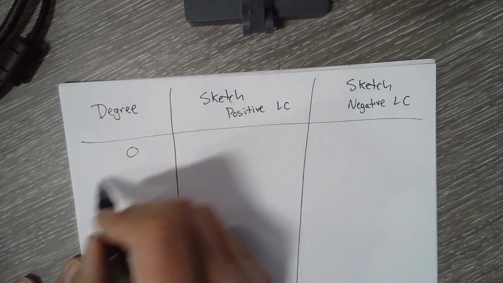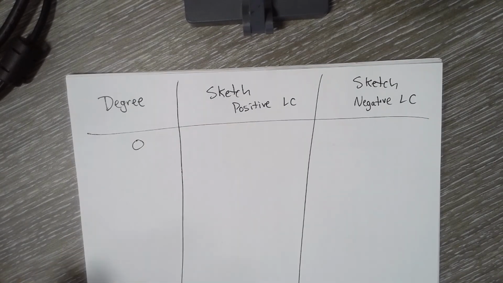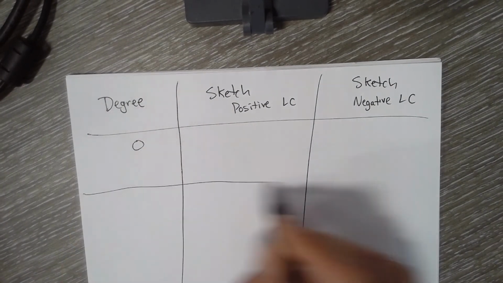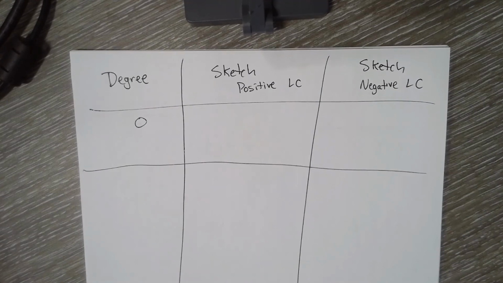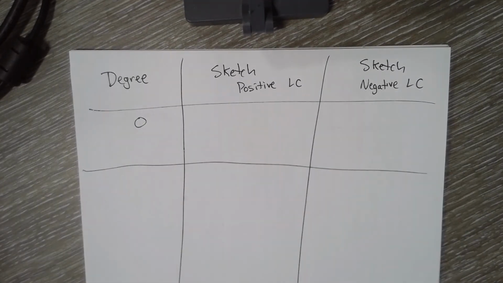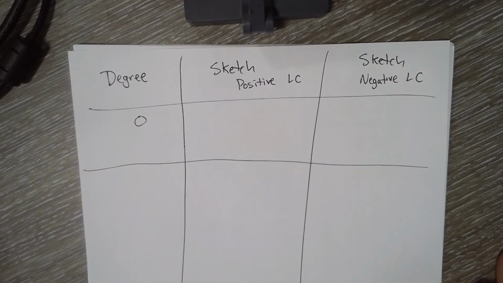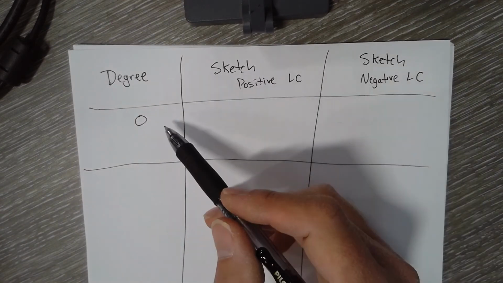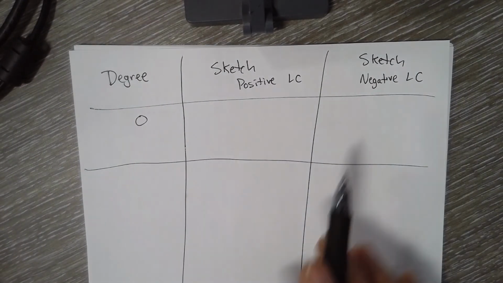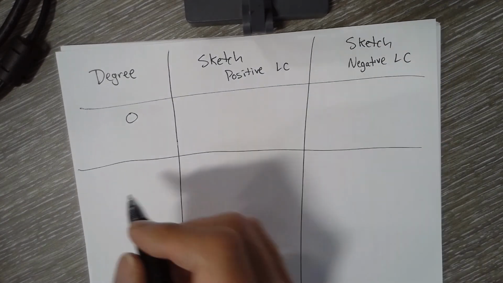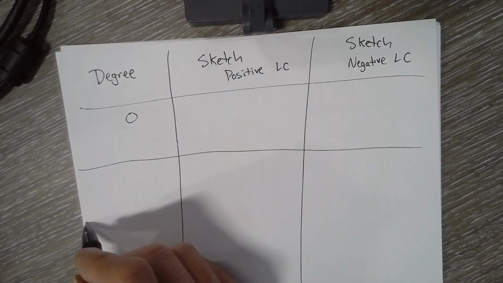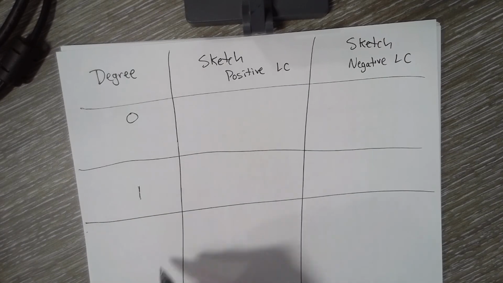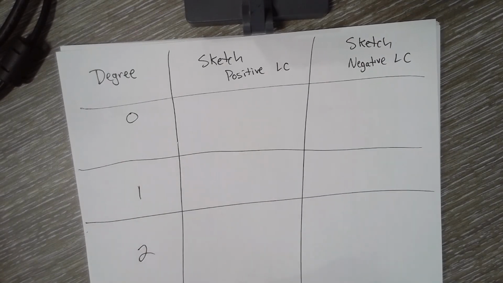Alright, for degree 0, I'm just going to skip that one for now. It does follow the pattern, but it's kind of confusing to talk about what a degree 0 would be. So I'll just come back to that one. Degree 1, 2, 3, 4, 5.